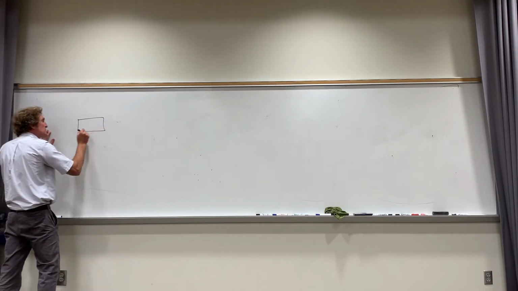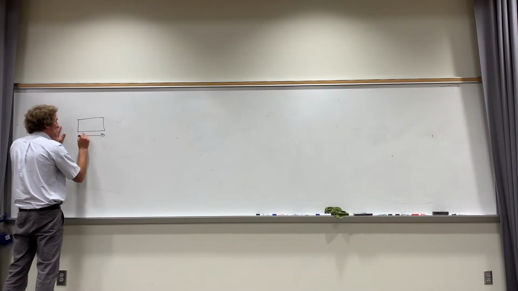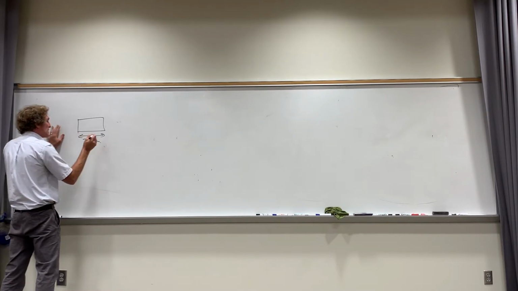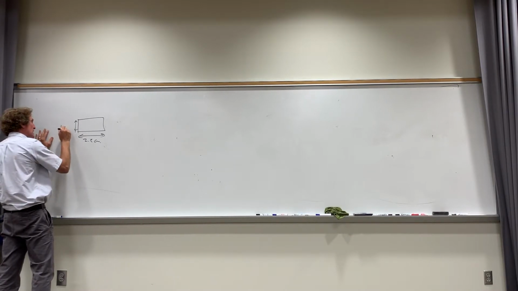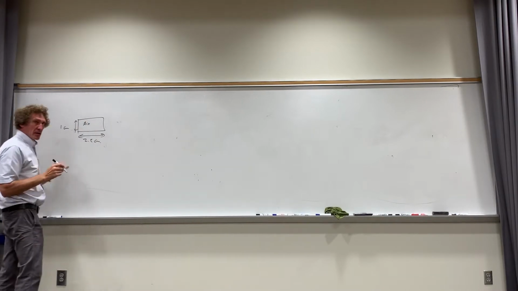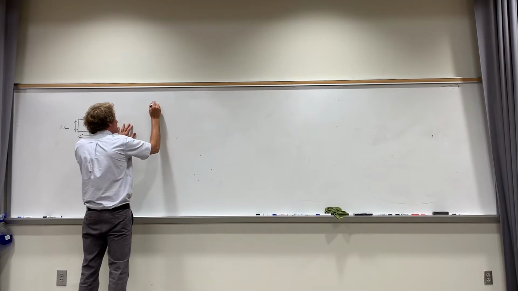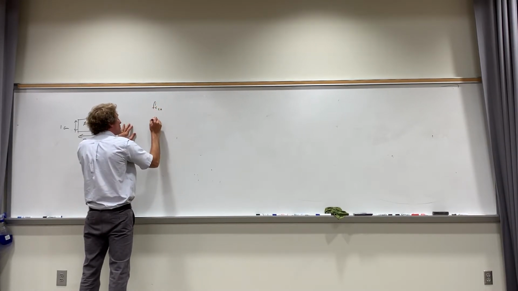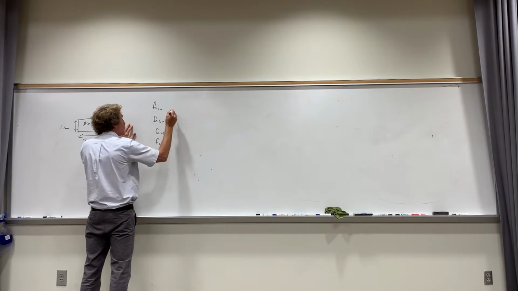Suppose I have a waveguide with dimensions of 2.5 centimeters and 1 centimeter, filled with air. This is our waveguide. What I want to do first is find the cutoff frequency for the 1-0 mode, the cutoff frequency for the 2-0 mode, the cutoff frequency for the 0-1 mode, then the cutoff frequency for the 1-1 mode.